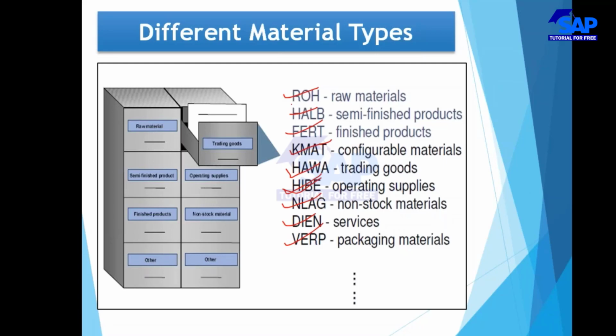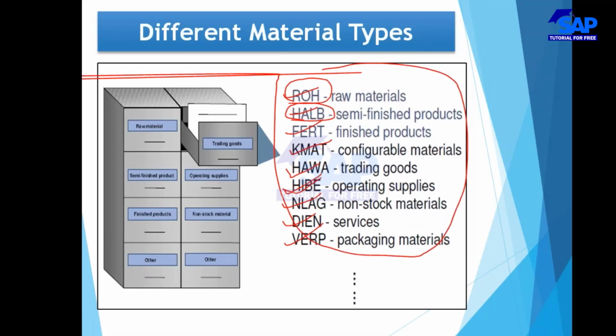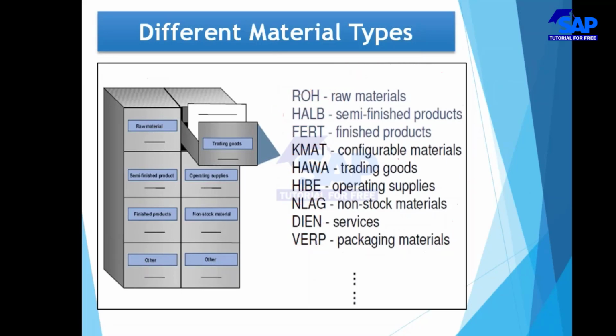Every material type is assigned a code. ROH is the code for raw material. Semi-finished product has the code HALB. So every material type will have a code. These are some of the standard material types in the system. And if you want to create a new, custom material type, you can create one as per your requirement. So these are the material types available in the system.